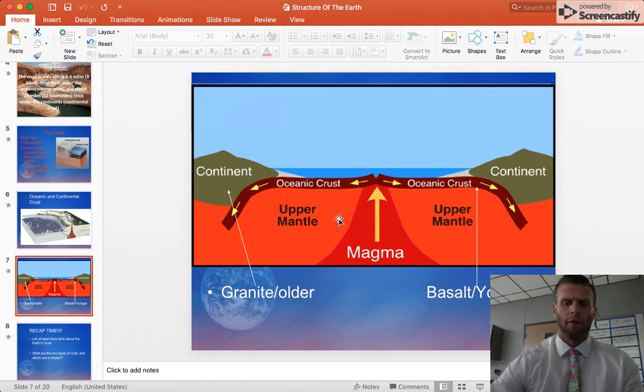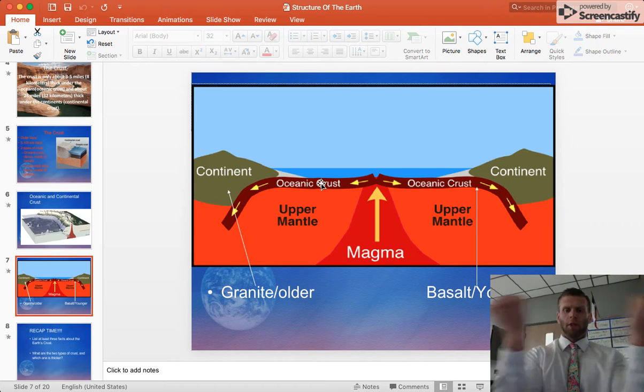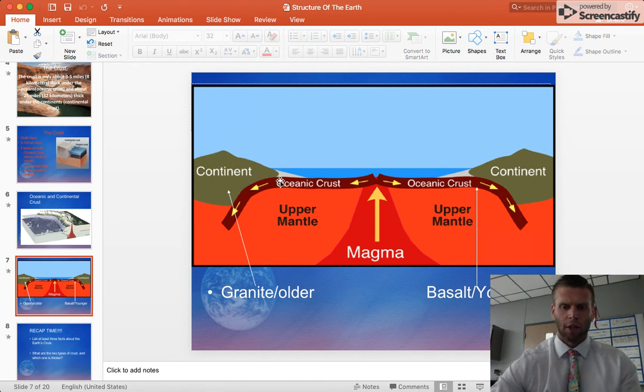So here we have another picture of our oceanic versus continental crust. You can see here if there's a divergent boundary, diverge means to go away. If both oceanic crusts are going away and then down underneath the continental because they're more dense, magma rises up, and this is called seafloor spreading. So when the seafloor spreads, magma from the mantle comes up and it creates new seafloor.